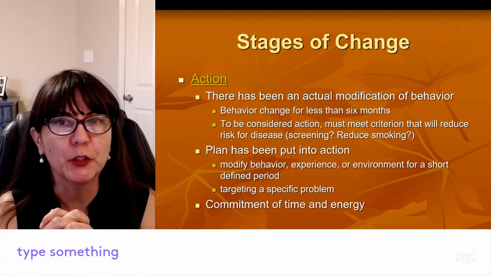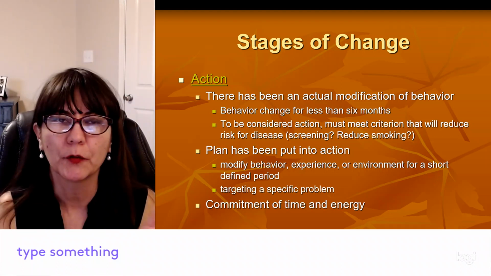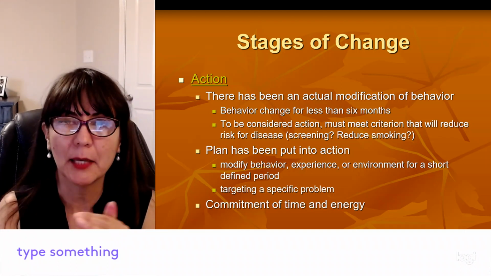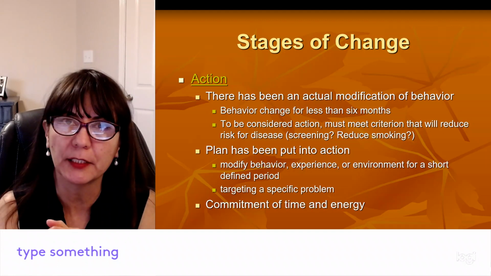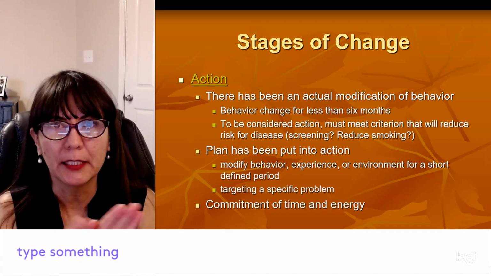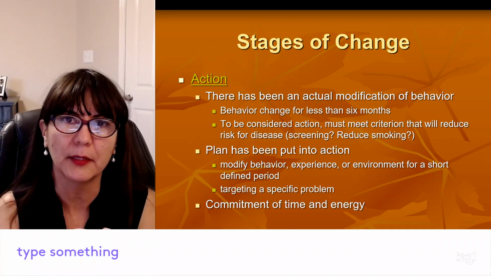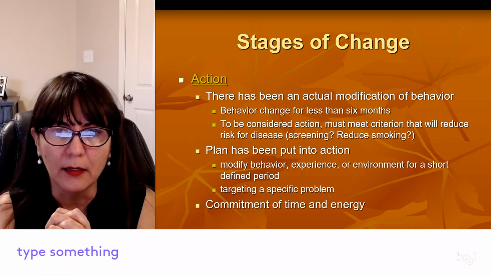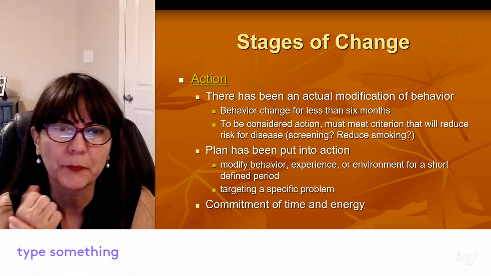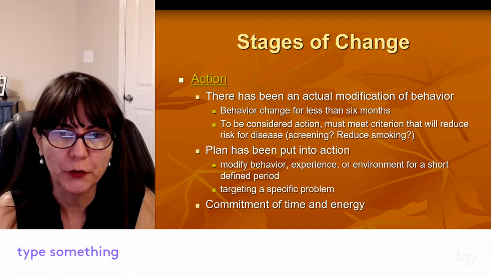If I reduce my smoking by 3 packs a month, is that sufficient? Does that meet the criterion for reducing the risk for disease? So that becomes kind of a blurry line. You can see how that might change a little bit. But in some cases, it's really obvious, right? There has to be enough activity to promote some kind of positive health outcome. Okay, the plan. So in the action stage, the plan has been put into motion.